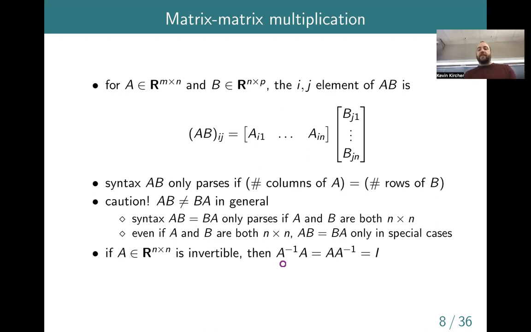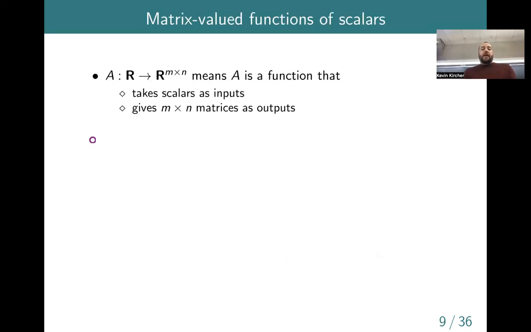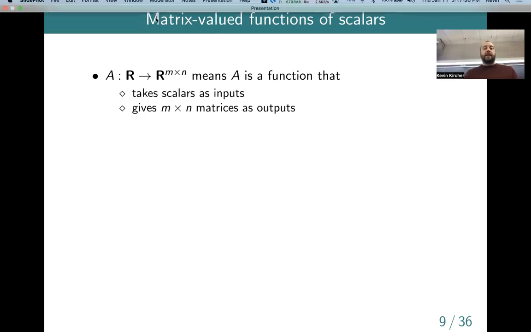So this is meant to look like if you had a scalar alpha, alpha times 1 over alpha is equal to 1. So that equation works as long as alpha is not equal to 0. Okay, and then in the second half of this lecture, when we're talking about solving systems of differential equations, we will talk about basically matrix-valued functions. So this may be something that you didn't see before in a linear algebra class or a calc class.